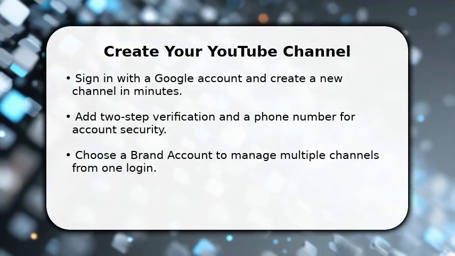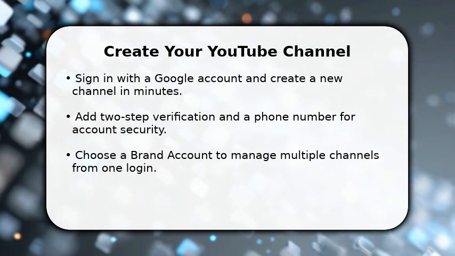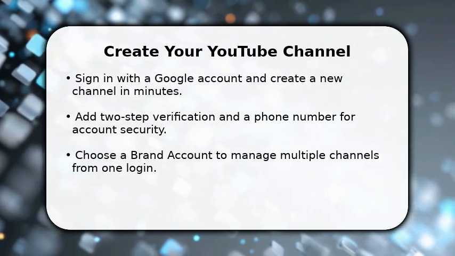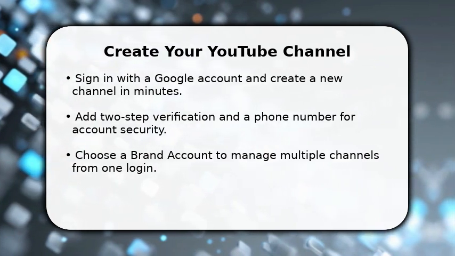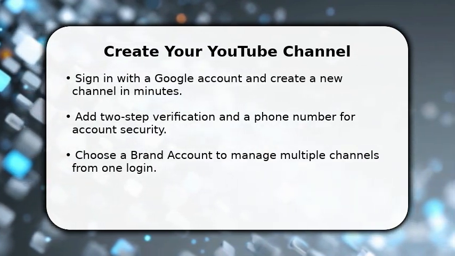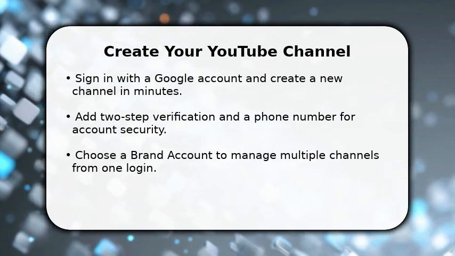Sign into YouTube with a Google account and open channel settings. Click Create Channel and follow prompts to name it. Use a brand account if you plan multiple studios or collaborators. Add two-step verification and link a phone number to secure your access.